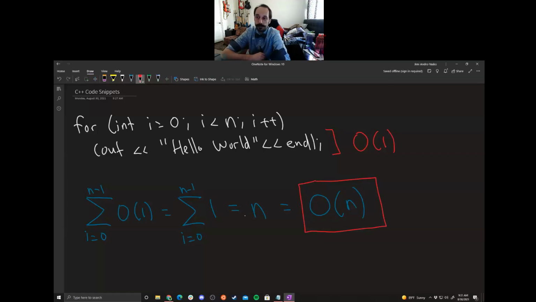Really simple, because we're doing a constant amount of work, since cout hello world is a constant operation, and we're counting how many times we cout hello world. We do it n number of times. If n was 10, it would output hello world 10 times. If n was 20, it outputs 20 times, and so forth. So that's that.